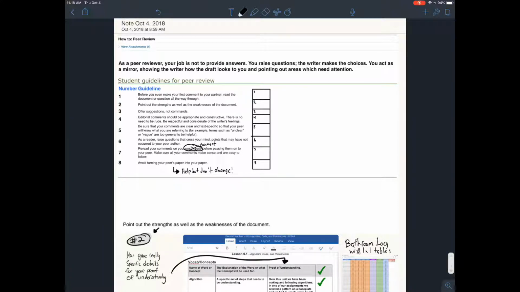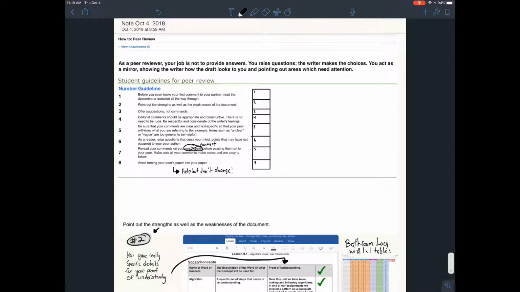So, quick guideline on how to peer review using the 8 guidelines. First off, I want to thank Dominic Norfleet for his document. I used his in my peer review over here. So I'm going to go through all 8 of the guidelines and I'm going to show you real examples of how you can do these things.